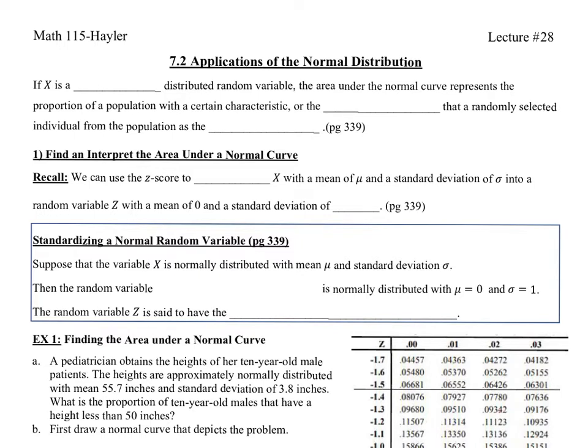Okay, so if x is a normally distributed random variable, the area under the normal curve, so if this is the curve, we're talking about the area underneath it. The area under the curve represents the proportion of a population with a certain characteristic, or the probability that a randomly selected individual from the population has the characteristic.